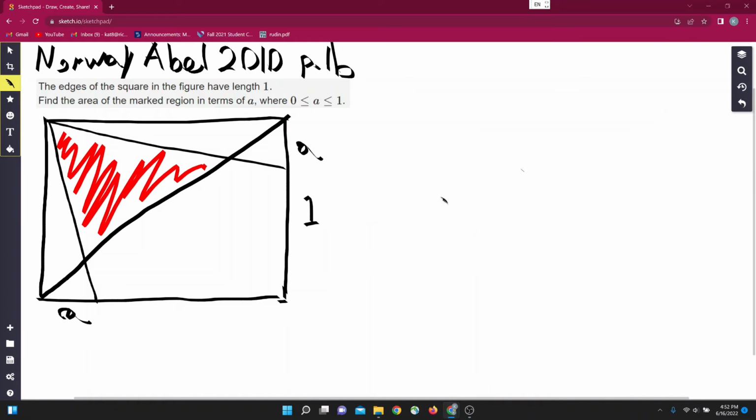Okay, so here's the next problem. Well, we're given this square, and within this square there is a red area, a red region, which we are asked to find the area of. And we're given that this square has length 1, and that these parts are equal to a, where a is on the closed interval 0 to 1. Okay? And we are asked to find the area of this red region in terms of a.